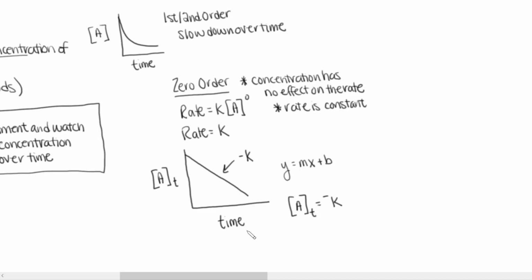On the x-axis is time. My y-intercept, or b up here, is the initial concentration. Like, that's just what those values are. Like, that is what we graphed.